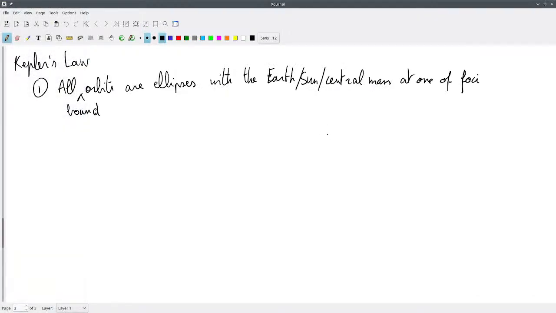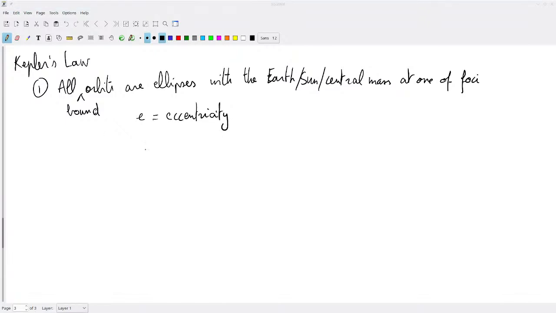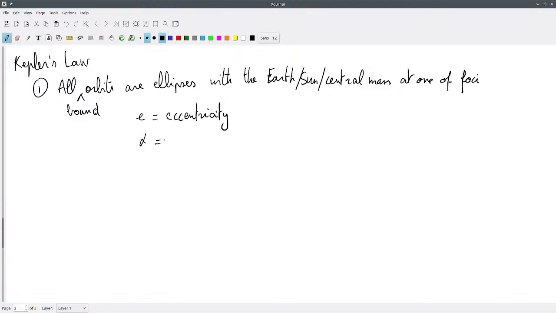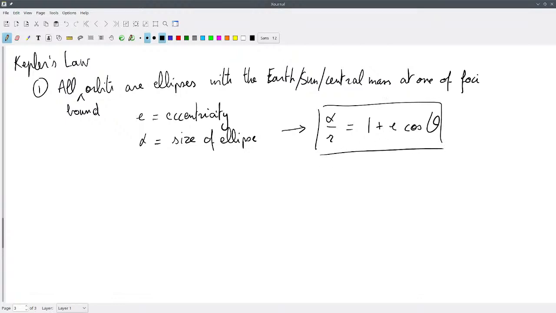Now, since this is an ellipse, there's two mathematical parameters we're going to introduce. e is the eccentricity. In other words, how much like an ellipse is this orbit? And we're going to introduce a distance parameter a, which we're just going to call the size of the ellipse. And with those two parameters, we can write the equation for the shape of the ellipse, no time evolution. And that's going to be alpha over r is 1 plus e times the cosine theta. That's the fundamental mathematical equation for an ellipse.